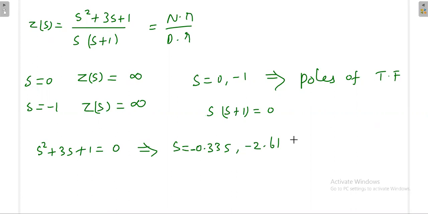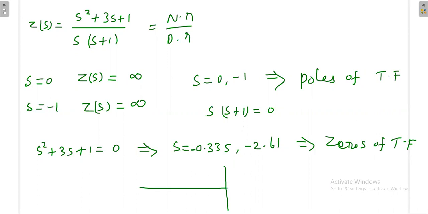Now these points are called zeros of the transfer function, and the zeros of the transfer function are the same as the zeros of the numerator. Now just plot it on the s plane. Suppose I have an s plane like this, then one zero is here, and another zero is here at -1.